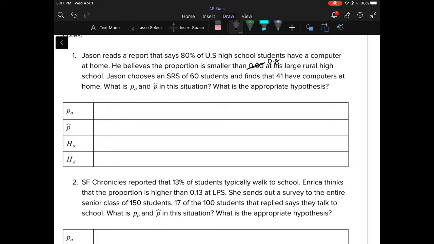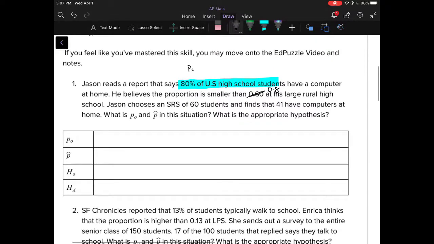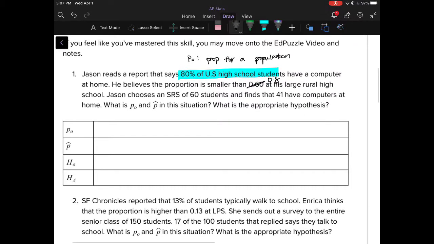So this should actually say 0.8, and it should say 0.8 in your document. So the 0.8 here talks about the United States, right? And because we're talking about the United States, this is a huge population. This is a population that we're talking about. And P naught always represents the proportion for a population. So because the U.S. high school students is our population, P naught is going to be 80%.